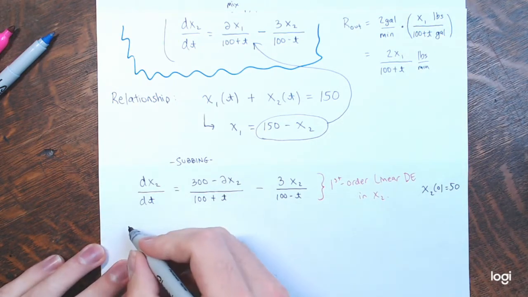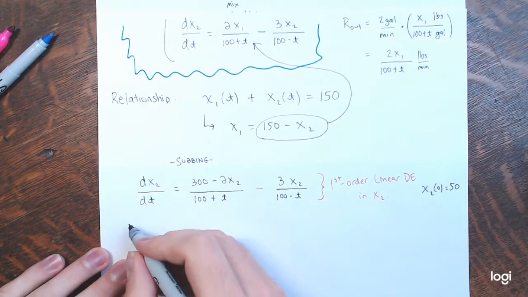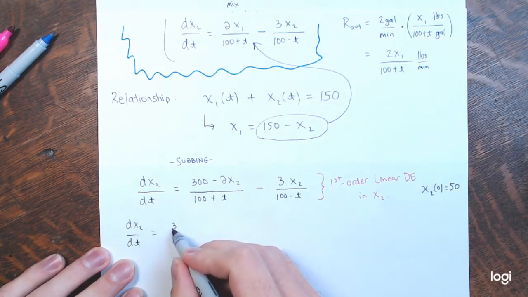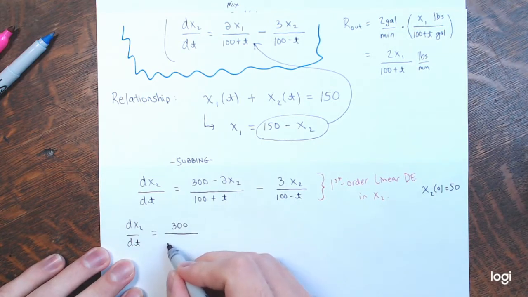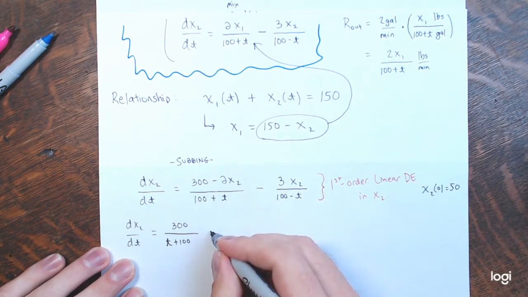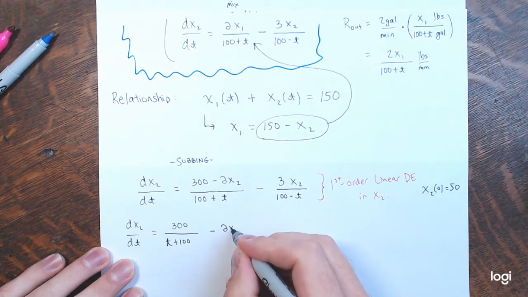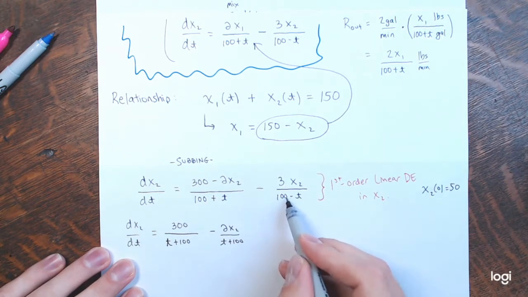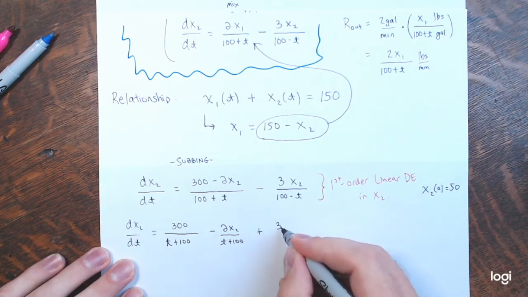So bear with me here. We have dx2/dt, just a lot of algebra right now, equals 300 over t plus 100, minus 2x2 over t plus 100, and then putting this minus in the denominator, that would make this t minus 100, so plus 3x2 over t minus 100.